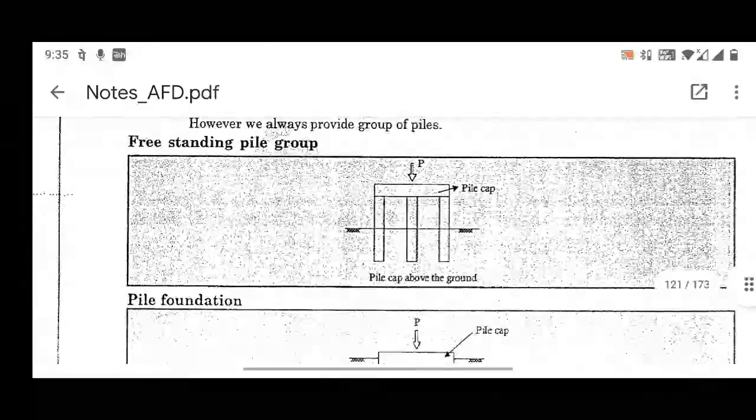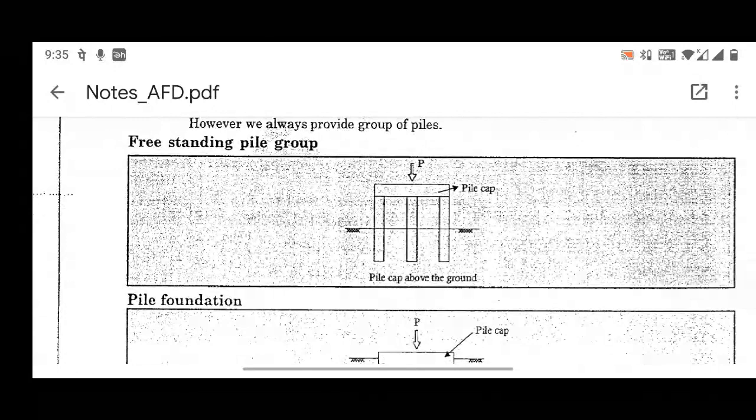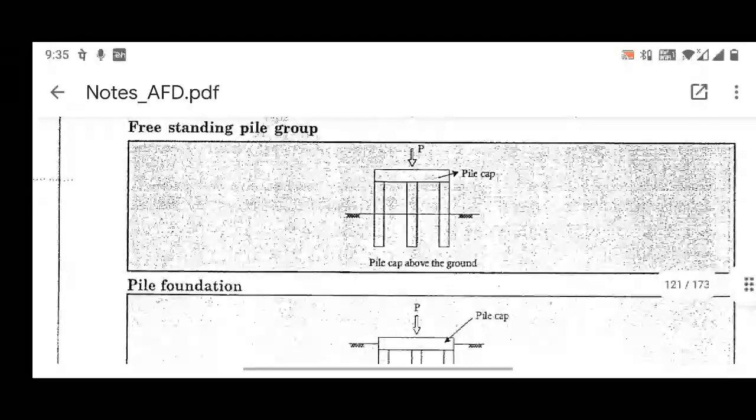Now, freestanding pile group. You can see this is an example of a freestanding pile group. Why are we saying freestanding pile group? Because the pile cap is not placed over the ground. It is like freely hanging piles. These piles are freely hanging, and they are well interconnected through the pile cap, and load P has been applied over the top of the pile cap.